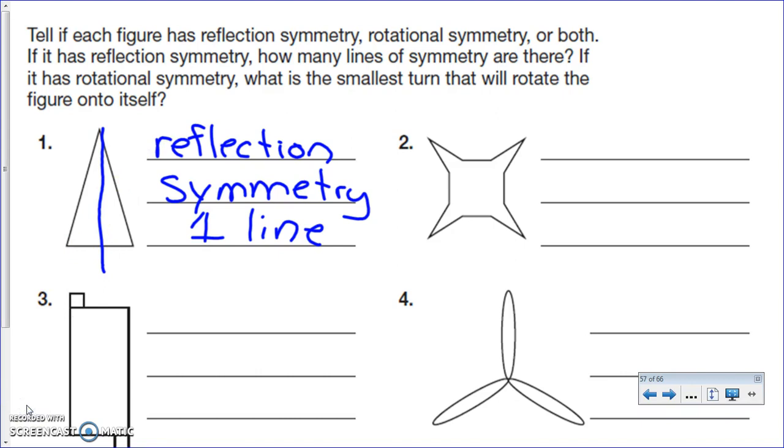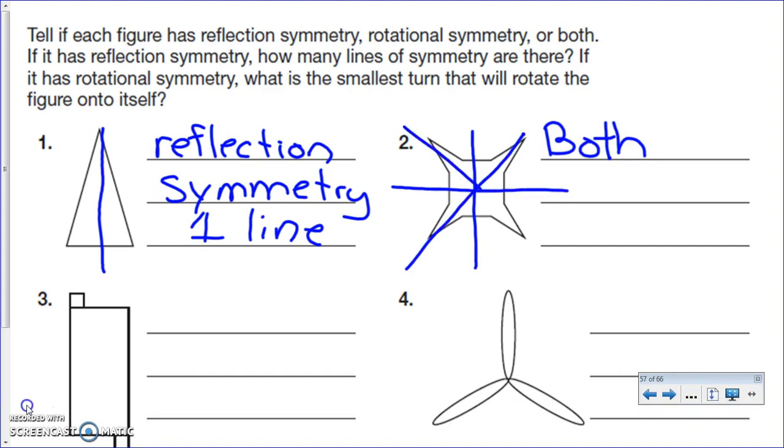For number two, we have both reflection symmetry and rotational symmetry. So for the reflection symmetry, it has four lines of reflection symmetry. For rotational symmetry, it takes a quarter turn or 90 degrees.